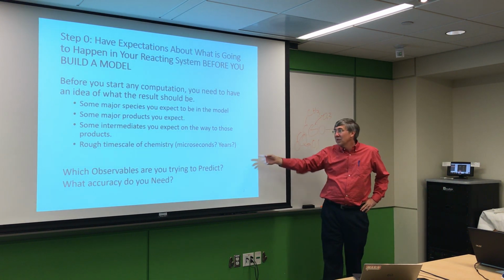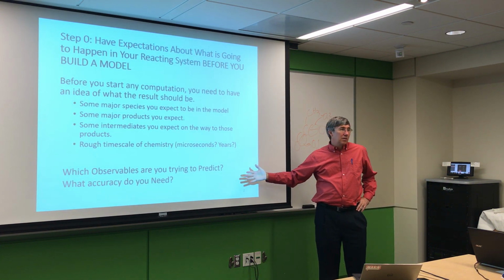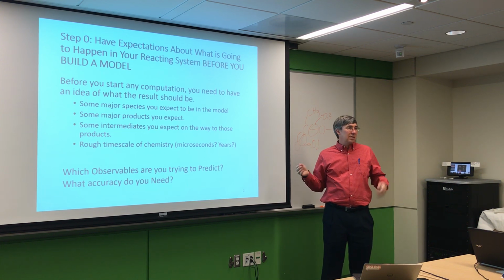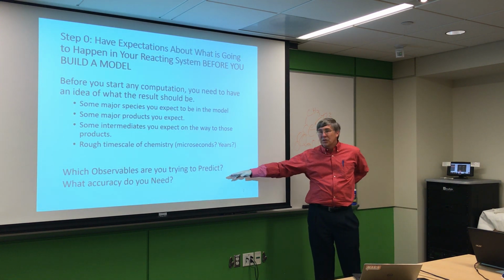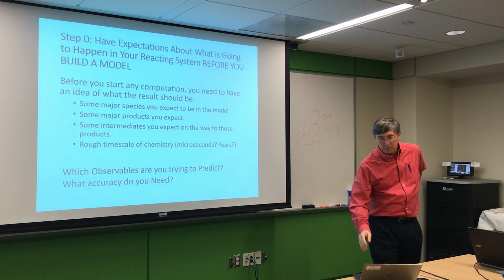Do you expect this to be microseconds? Do you expect this to be years? And what observables are you really trying to predict with this model? Because the model's going to predict a zillion things, but you obviously don't care about all of the species. And also what kind of accuracy you're going to need in the end, because that's going to influence a lot about how much effort you put into trying to get all the parameters better and build the model bigger.